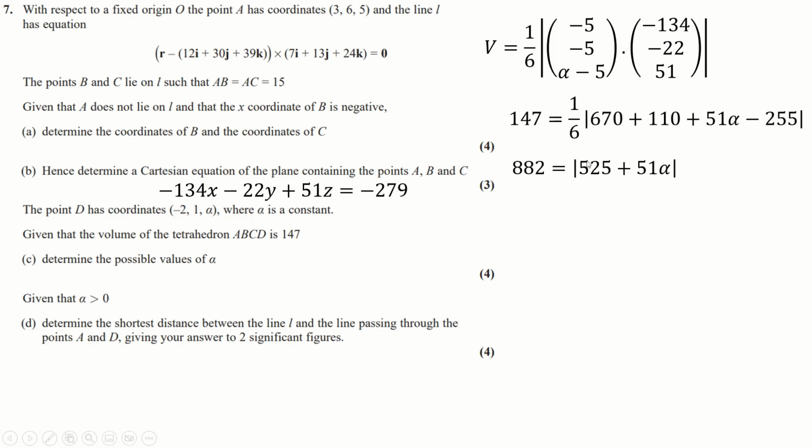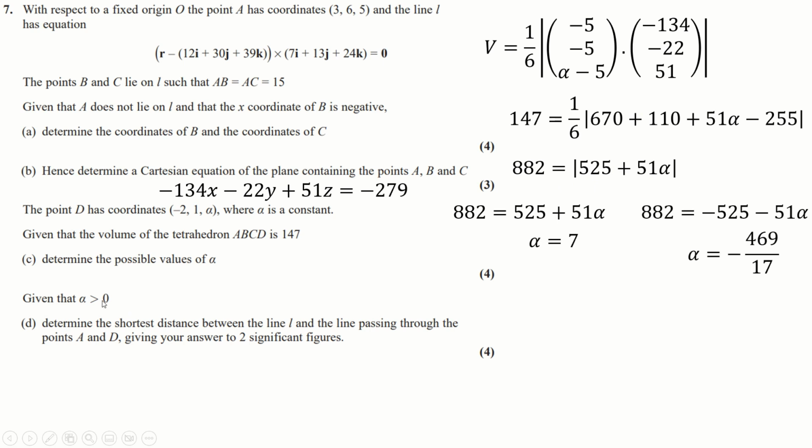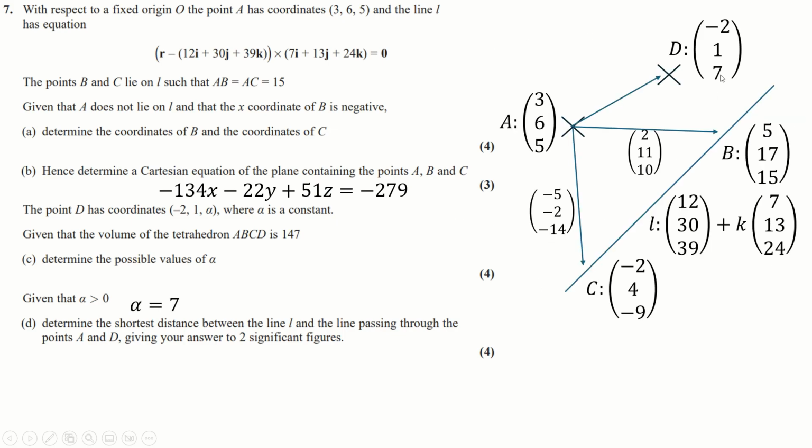So this means either, if the mod doesn't do anything, then this equals 882. Or if this whole thing is negative, then the mod is timesing the whole thing by -1, and minus this equals 882. And either way, you end up solving this for alpha is this, and alpha is that. Now, alpha is bigger than 0, so therefore alpha is 7. And our picture updates itself to this.